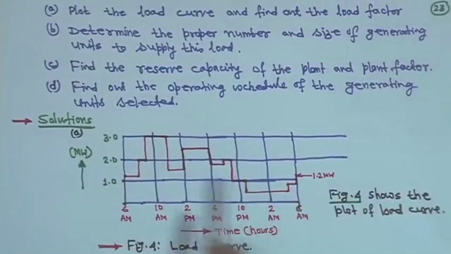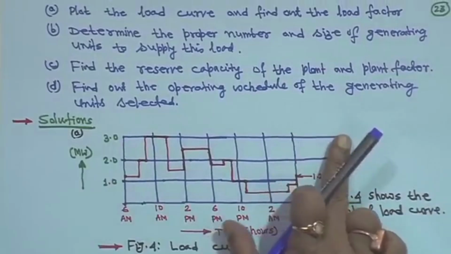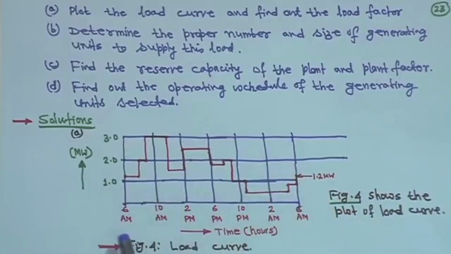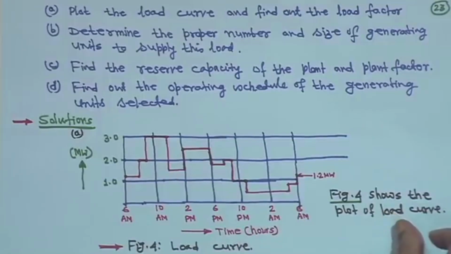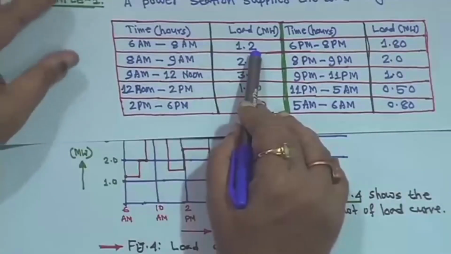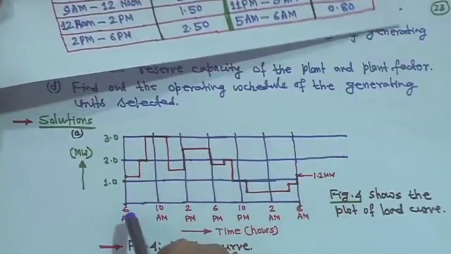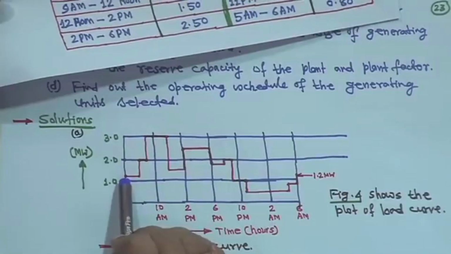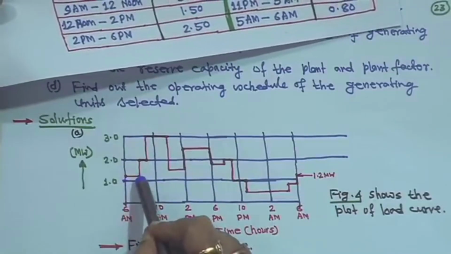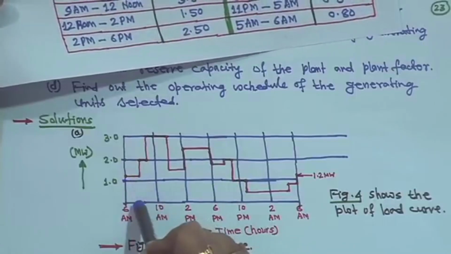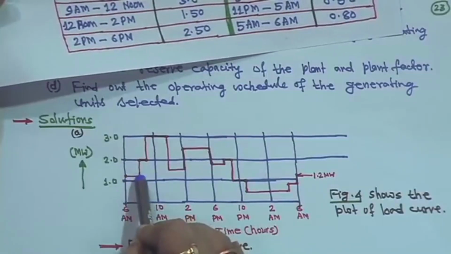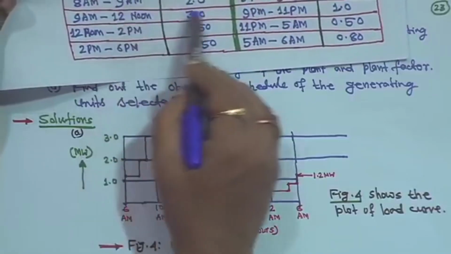Solution. First, you draw the load curve; forget about this line, think only up to this. I have marked 6 am, 10 am, 2 pm, 6 pm, 10 pm, 2 am, 6 am. At 6 am to 8 am the load is 1.2 megawatt, so at 6 am it is 1.2, and it will come up to somewhere here, up to 8 am, at 1.2 megawatt. Now, 8 am to 9 am, 2 megawatt.